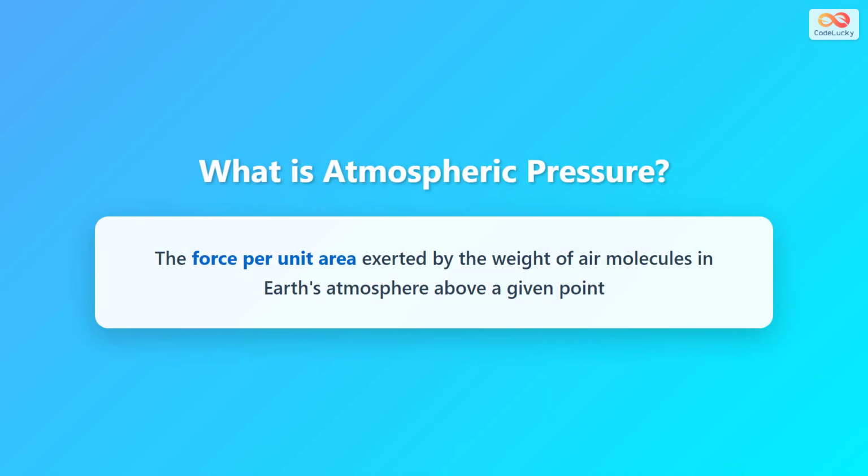Atmospheric pressure is defined as the force per unit area exerted by the weight of air molecules in Earth's atmosphere above a given point. Imagine a column of air extending from where you're standing all the way up to the edge of space. All those air molecules have mass, and gravity pulls them downward. This creates a force that pushes down on every surface, and when we divide that force by the area, we get pressure.